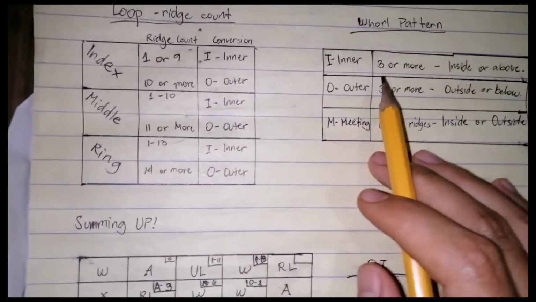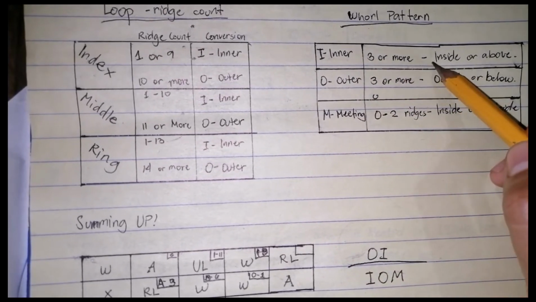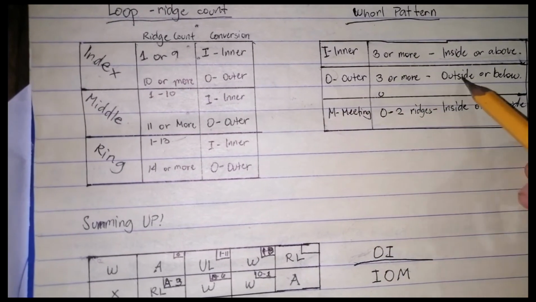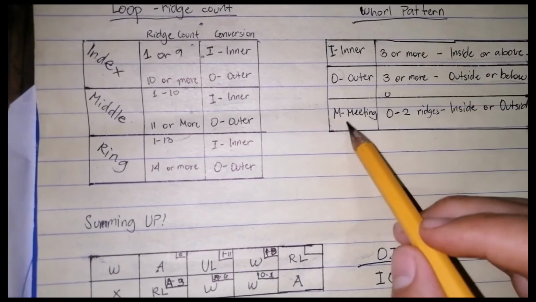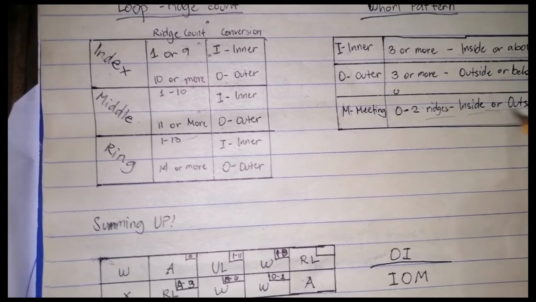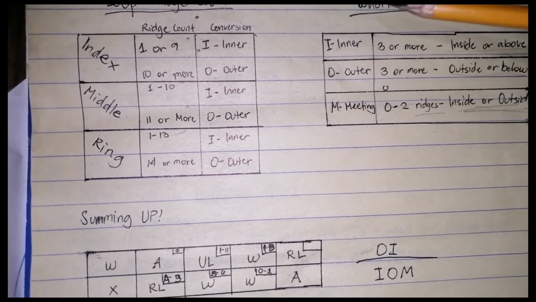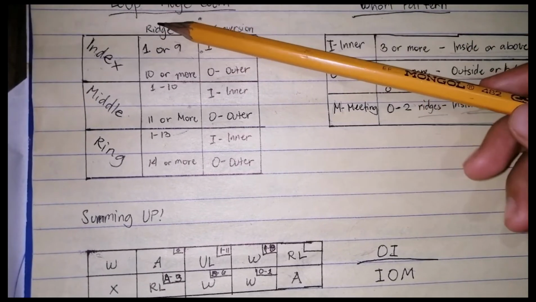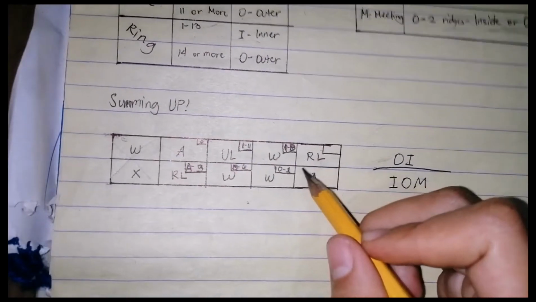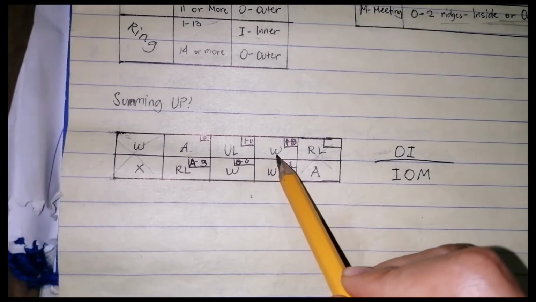In the whorl pattern, inner is 3 or more and it will be inside or above, while outer is 3 or more again and it is outside or below. In the meeting, 0 to 2 ridges inside or outside. So now we will sum up and find the whorl pattern and loop ridges. We will just disregard the thumb and the little finger because our focus is the index, middle, and ring finger.